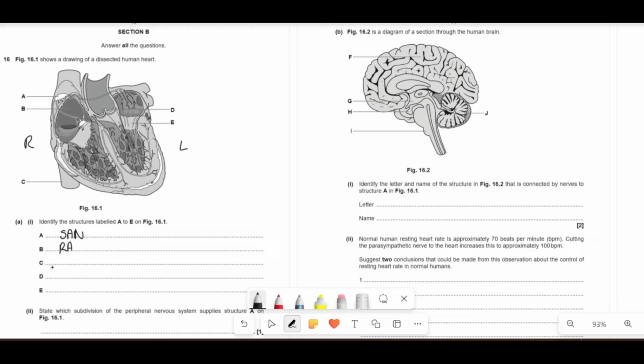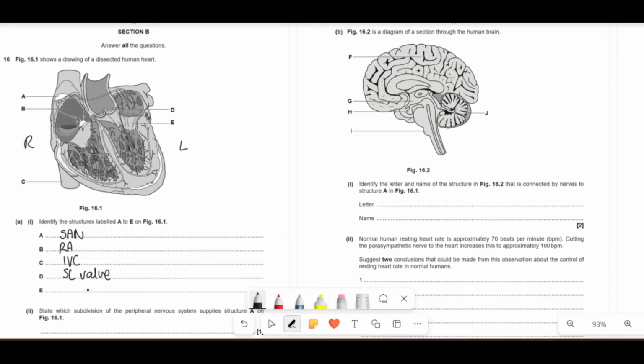C, where's C pointing to? So C is pointing to something that goes into the right atrium. So venous blood from the rest of the body enters the right atrium, so that has to be the vena cava, or if we're going to be technical, the inferior vena cava. So here, D, you can see that's a valve, and it's between a ventricle and a blood vessel, an artery, so it's got to be a semilunar valve. And if you want to get technical, it's left ventricle to the aorta, so it's the aortic valve.